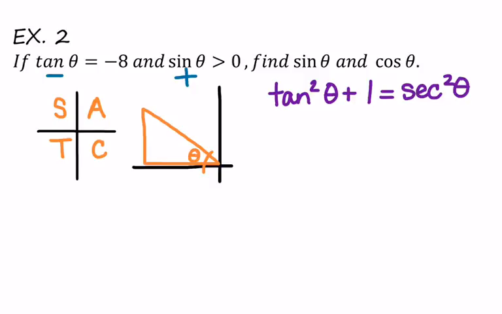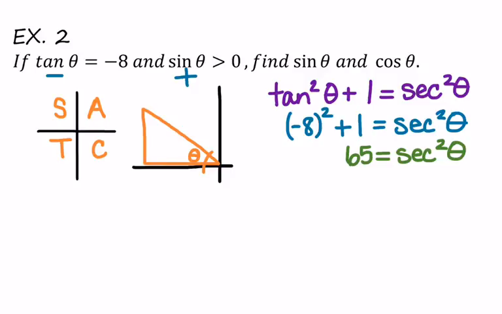So I'm going to plug in a -8 for tangent and then square it plus 1, and that's going to equal secant squared. Okay, so if I do -8 squared plus 1, that's going to be 65. That gives me secant squared. So I need secant. I'm going to take the square root of both sides. And remember, when you take the square root of something, it's going to be the positive and negative square root of that value.